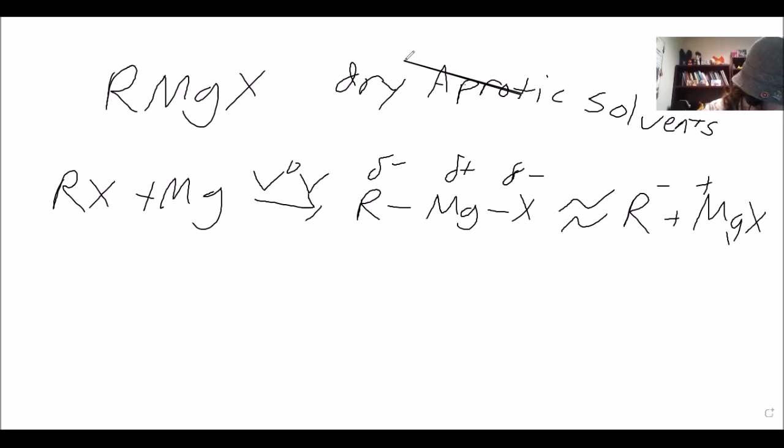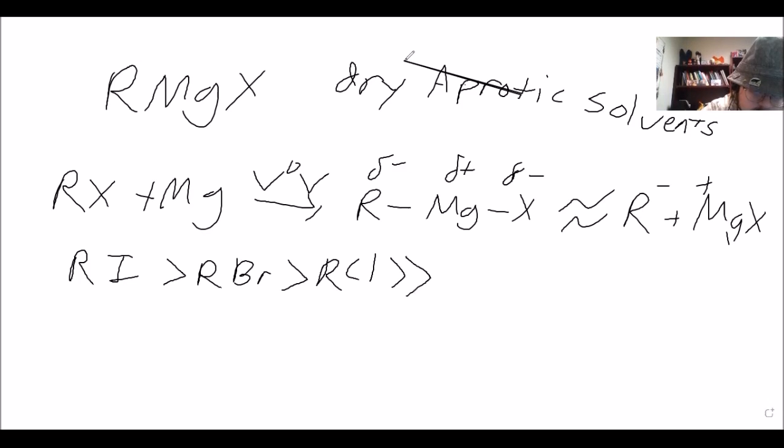Now, this will form with most halides, but it works best with the bigger, the heavier halides. So RI would work better than RBr. RBr is easier to form, which would be easier to form than RCl. But regardless of which, RF is particularly hard to form, mainly because the C-F bond is going to be very strong, very hard to break apart.